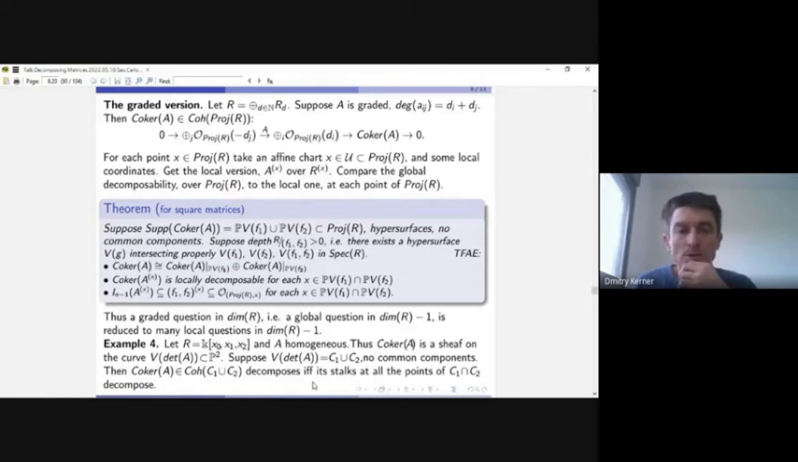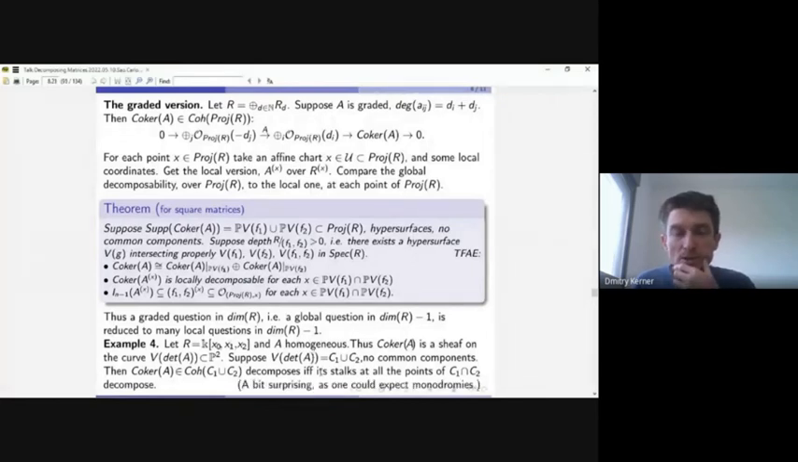So again, this is the global object. It is supported on the projective curve. So this is the global question. And somewhat surprisingly, it is totally reduced to the local questions. Yes, there is a finite number of intersection points, and at each point we should check the decomposability. And of course, the decomposability locally here is a question in two variables. It is much simpler than the decomposability over this ring, which is a question in three variables.